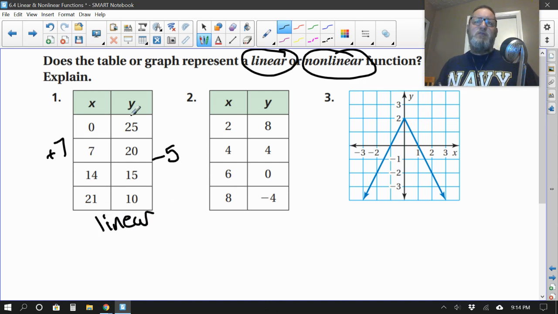We have a consistent rate of change. So the explanation would be your x's are increasing by 7, the y's are decreasing by 5. There is a constant rate of change in the table. All right, let's try this one.